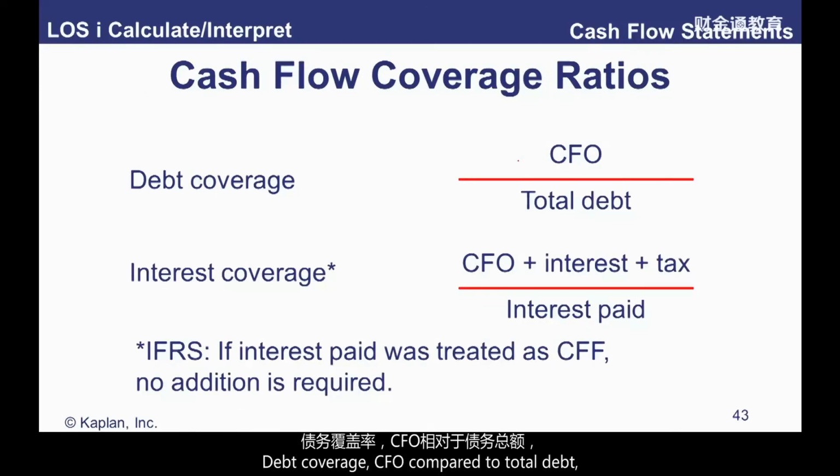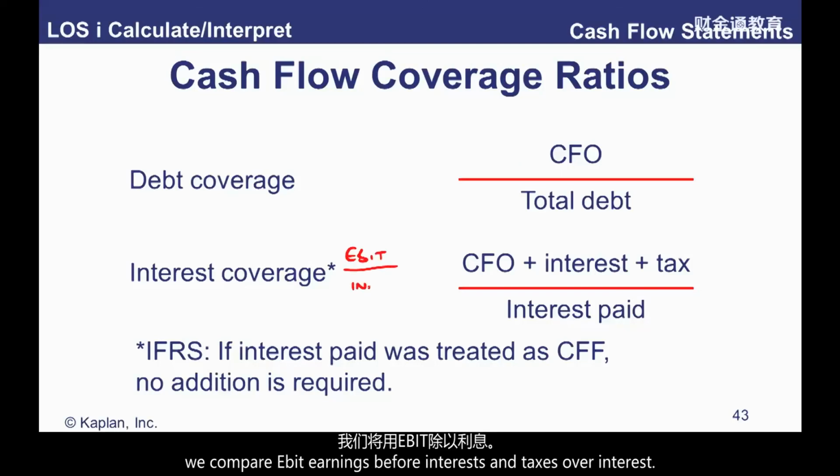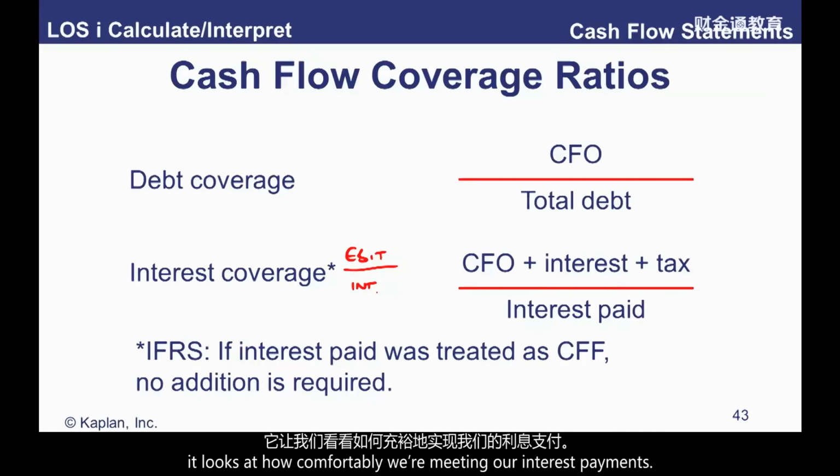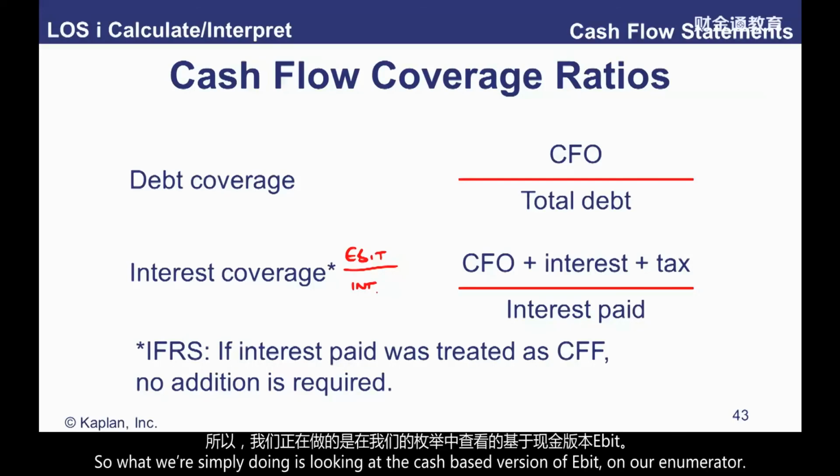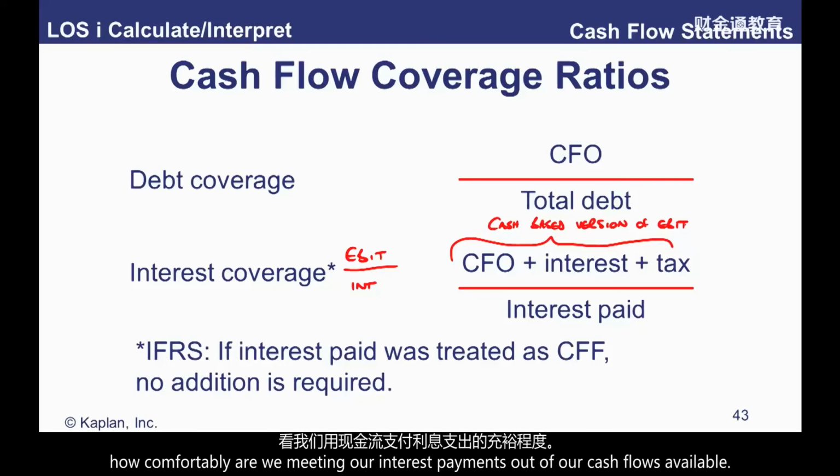Debt coverage, CFO compared to total debt. I guess really what you're saying is if CFO was used to pay off principal, what proportion of my debt could I repay? So again, it's a kind of leverage measure. Interest coverage, well look, CFO, add back interest and tax, over interest paid. Now typically when we look at interest coverage, we compare EBIT, earnings before interest and tax, over interest. And it's a safety ratio. It's looking at how comfortably we're meeting our interest payments. So what we're simply doing is looking at the cash-based version of EBIT in our numerator. It's a safety ratio. How comfortably are we meeting our interest payments out of our cash flows available?